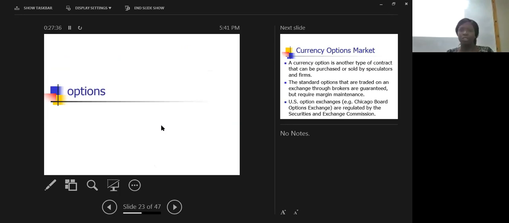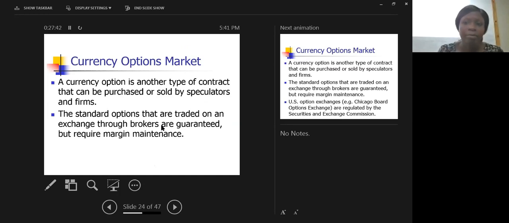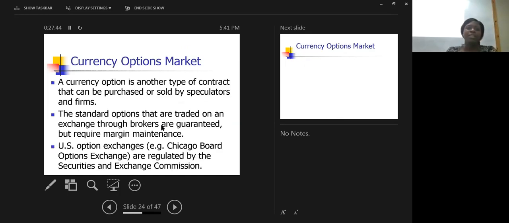Now we're on to options, right? A currency option is another type of contract that can be purchased or sold by speculators and firms, right? These are done on organized exchanges, right? And regulated by the SEC. You need to have margin.